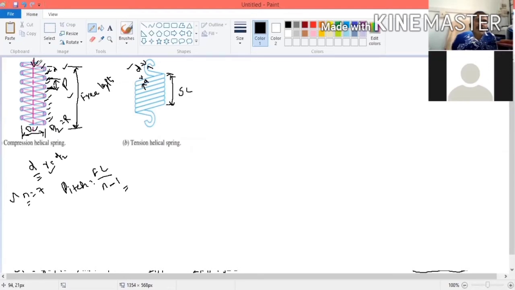When the load is applied, the coils come closer and contact each other. Then it will look like this. Now at the compressed position, the height of the spring is known as solid length. How to calculate the solid length? You can count the number of coils: 1, 2, 3, 4, 5, 6, 7. 7 into diameter, that is n into d. N into d is the solid length, the number of coils multiplied by wire diameter.